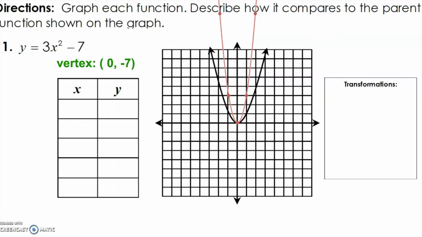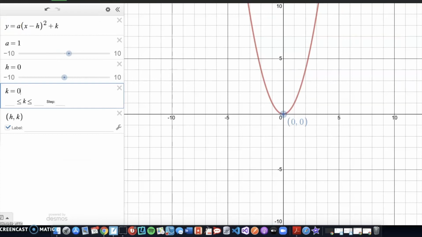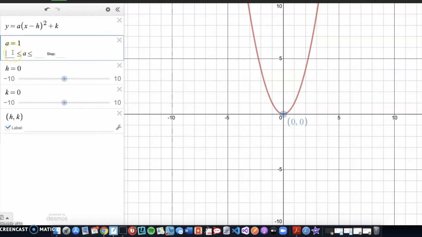So let's go back to our investigation. All right, so I have my parent function graphed here. We talked about how h and k can shift the parabola. But how does a affect the parabola? So first I'm going to have a from 0 to 10, and we're going to see what happens.